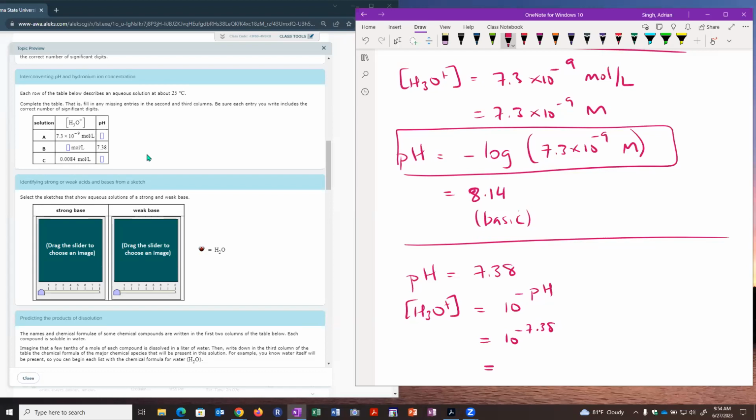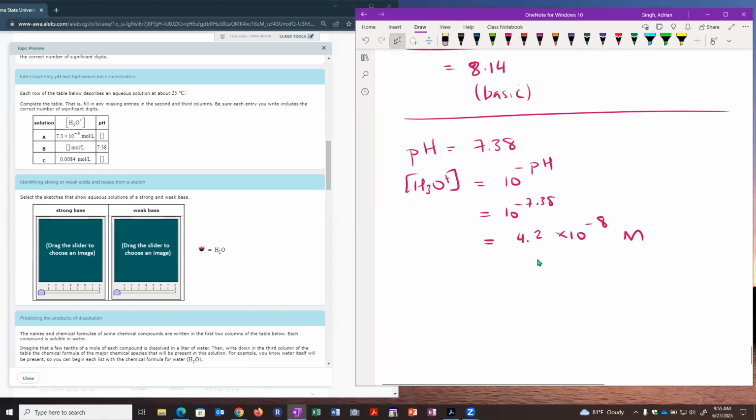And that would give you, let's see here, 4.2 times 10 to the negative 8 molar. So again, your calculator skills are going to be very, very important in this section.